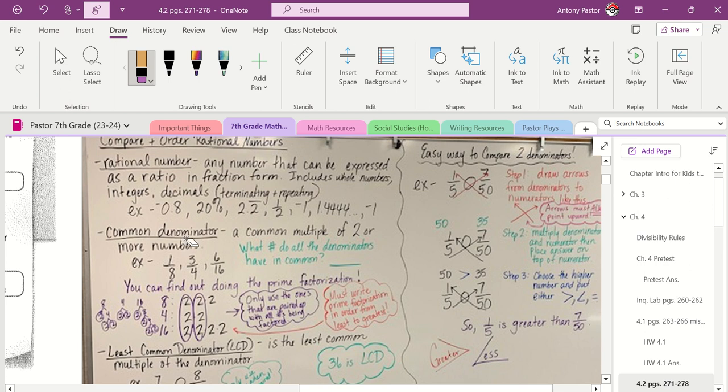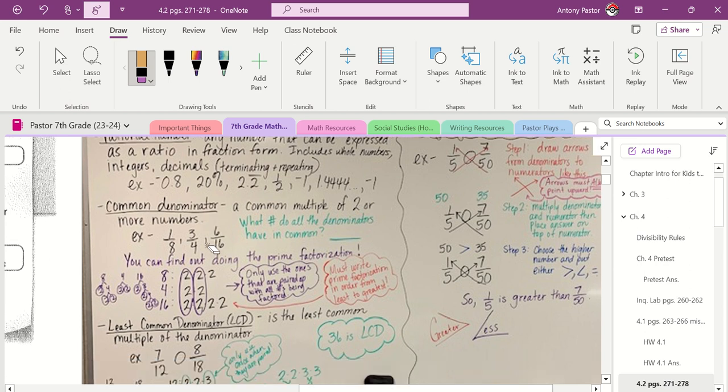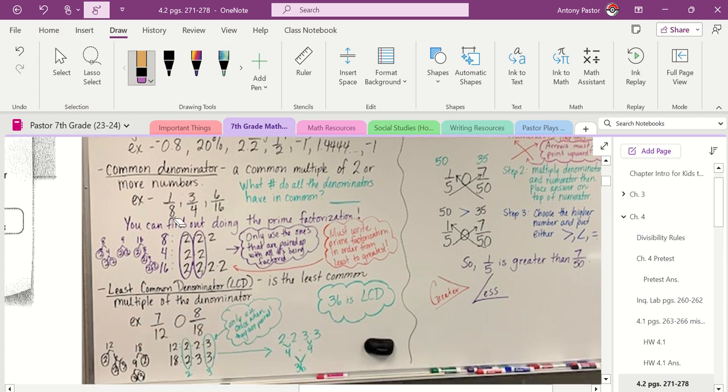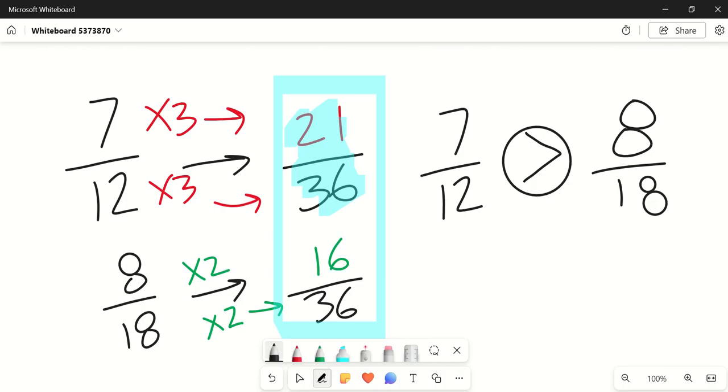Common denominator. A common multiple of 2 or more numbers. So an example here would be 1/8 compared to 3/4. We would want the denominator to be the same to have a common denominator. So if I were to take, let me go ahead and use this as an example.